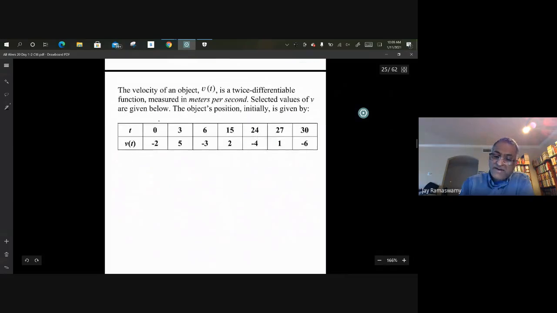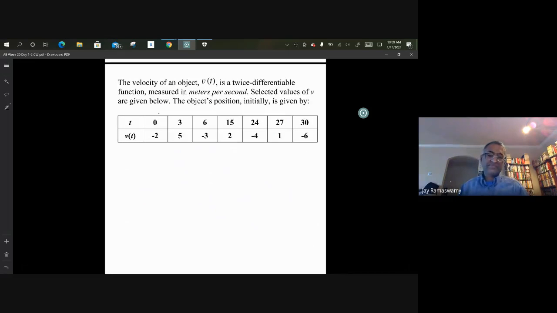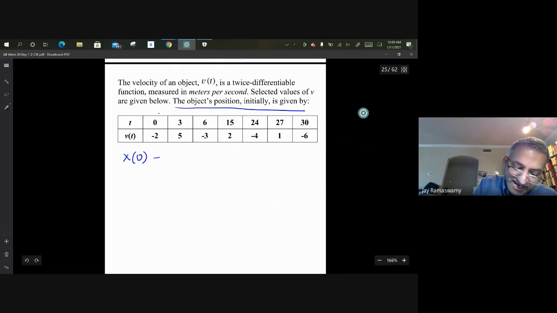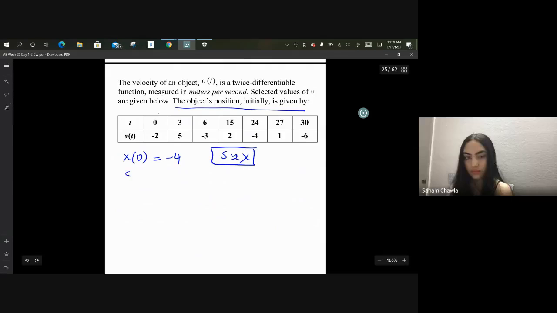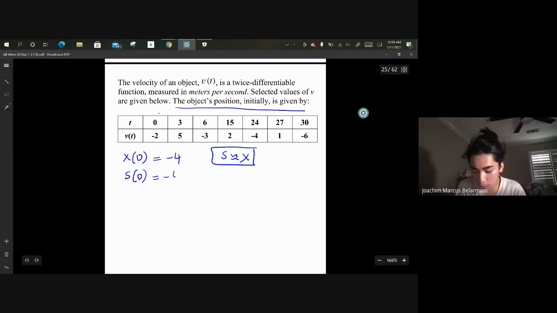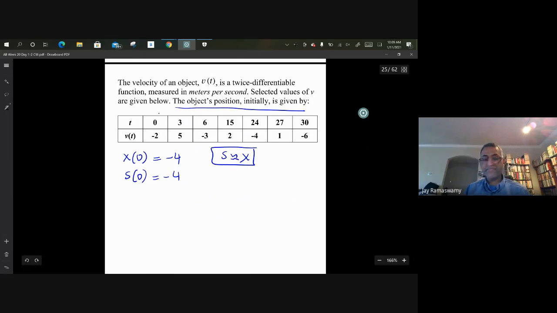Okay, next. Right on page 25. Repeat. Go to page 25. Now in your notebook, read this sentence. The object's position is initially given as x of 0 equals negative 4. Do not get alarmed. The AP uses the word s and x the same way. So is that a position? Is that basically s of 0? Yes. Is everybody okay there?